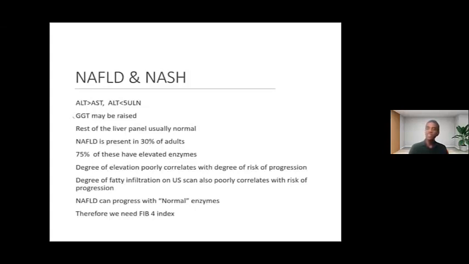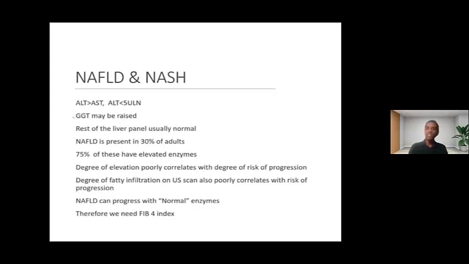Because you know that NAFL is associated with the liver component of the metabolic syndrome, you will see vascular endothelial dysfunction with elevation of the gamma GT. Usually the rest of the liver panel is normal because you will see only the transaminitis. NAFL is present in 30% of adults in our population, and 75% of these patients have elevated liver enzymes.